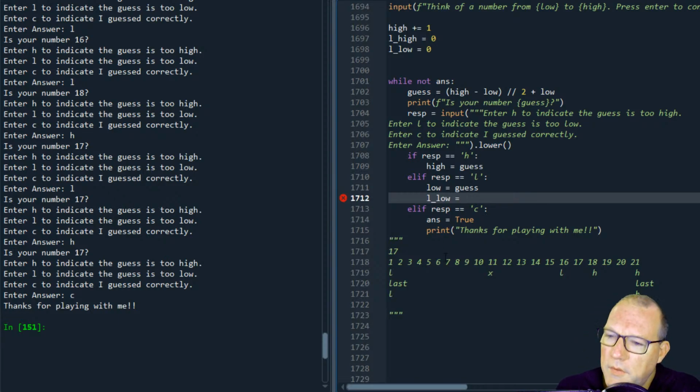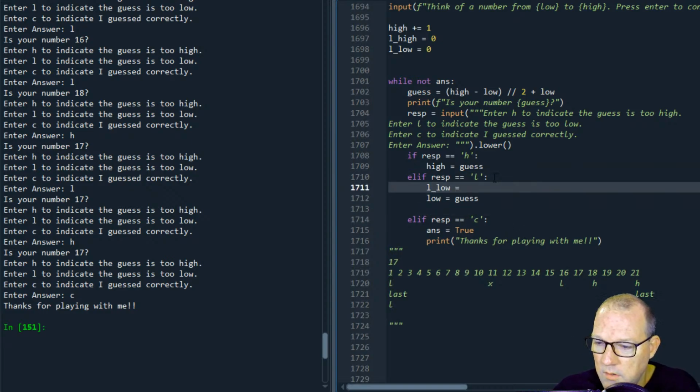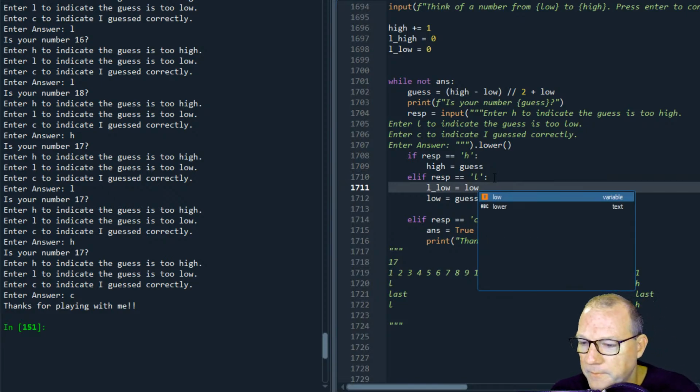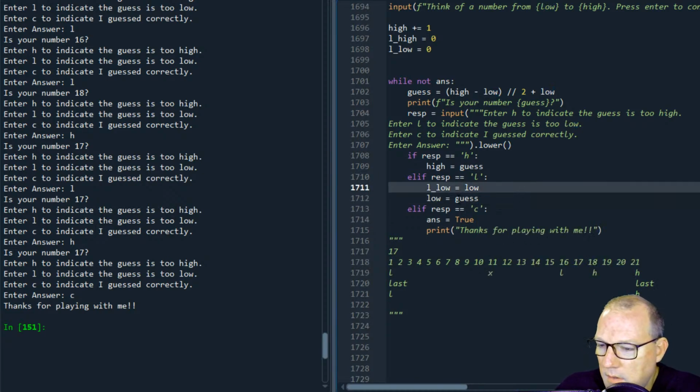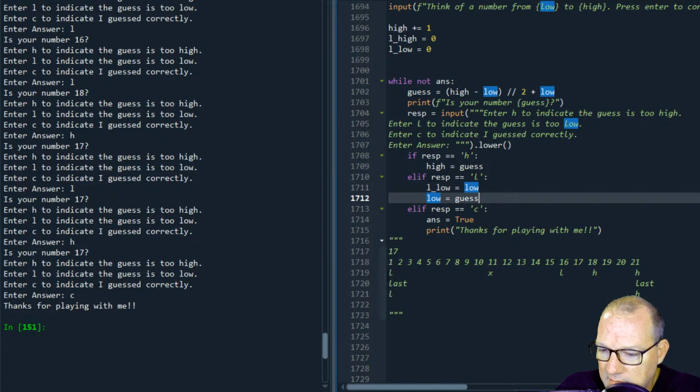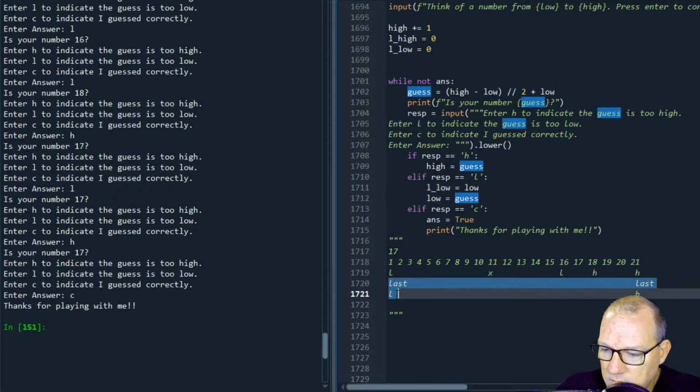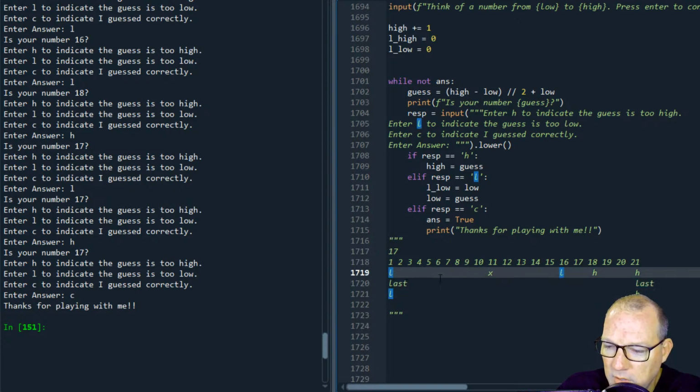All right. So we need to assign low. Guess equals low. So we need to have this before. Before we change this, this needs to go, and this becomes low. So we're reassigning because we want to do this before. So now our last low becomes low, and then our guess becomes low. Does that make sense? Everybody following that?